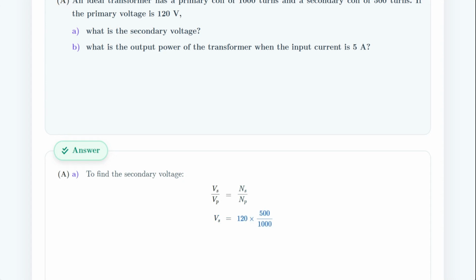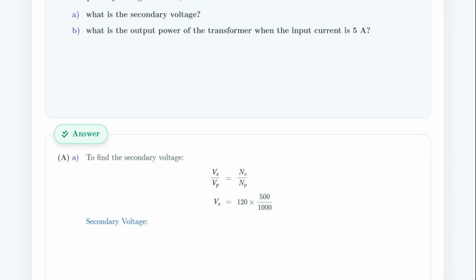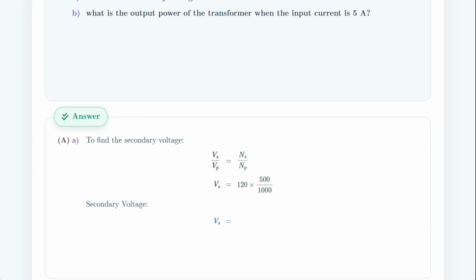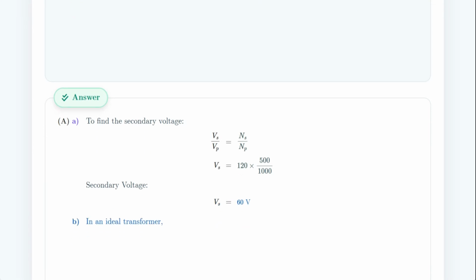120 multiplied by 500 divided by 1000. Notice how we moved the primary voltage 120 to the right side. By doing a simple calculation, 500 goes into 1000 two times and 120 divided by 2 gives us our final answer. The secondary voltage Vs is 60 volts. Perfect.